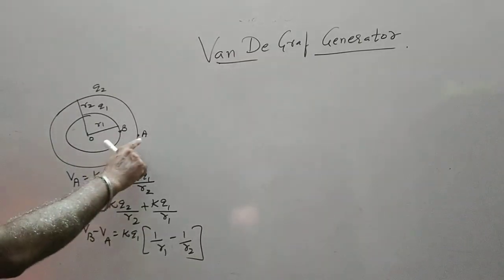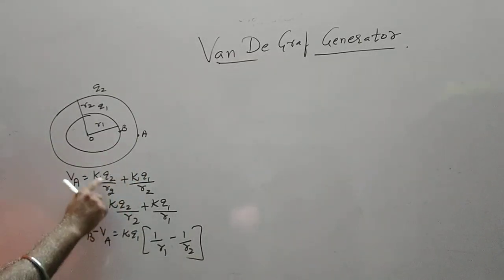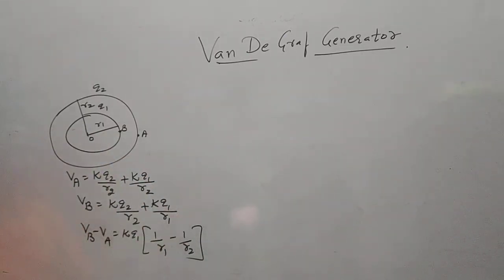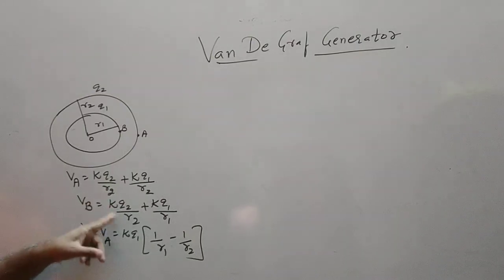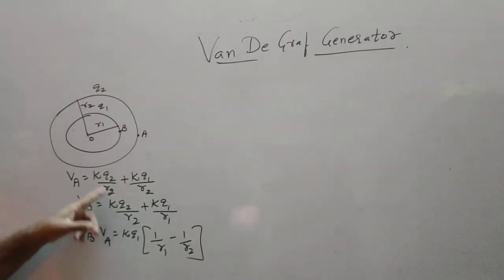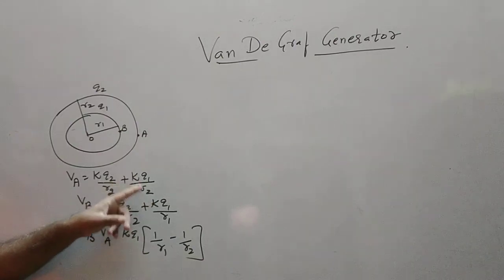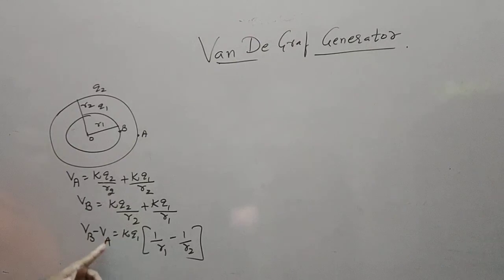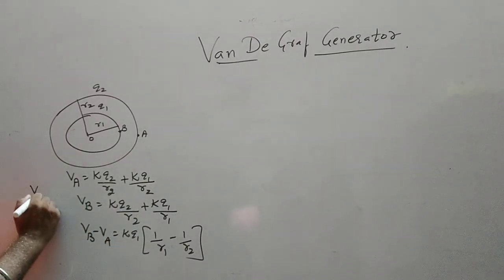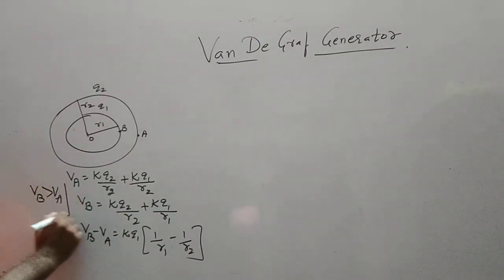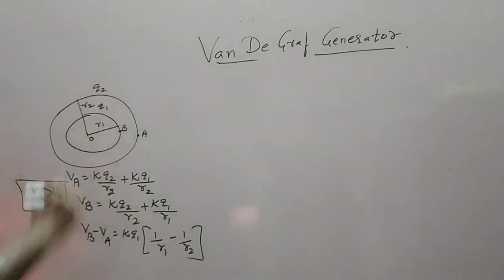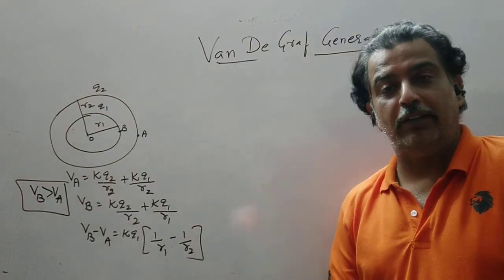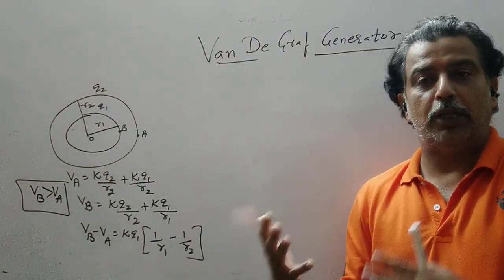So the potential at A was found to be kq2 upon r2 plus kq1 upon r2, and the potential at B was found to be this. Clearly, we compared these two equations. These two values are the same. Here the numerator is the same, but r1 is less. So the potential of B is greater than the potential of A. So it is clear that if two spheres are kept concentric with each other, whatever is the charge on the outer sphere, the potential of the inner sphere will always remain high as compared to the outer sphere.